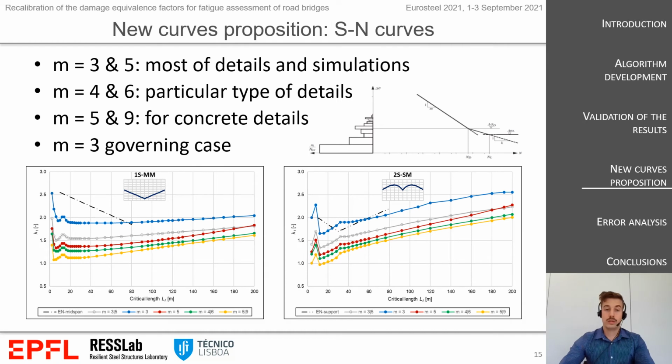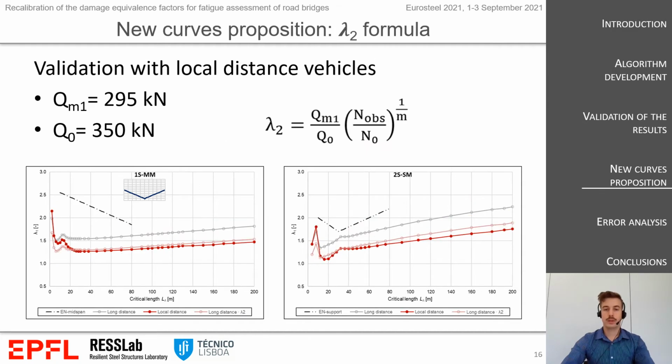We also studied the slope of the SN curve, and we see how it works for these four typical cases. And finally, we use the 3 and 5 slope because it is the one that has the most detail categories. We also checked the lambda 2 formula, and in this case we can see in rows the application of the lambda 2 formula to the long distance vehicles traffic, and we see that it corresponds properly to the red curve that is the local distance traffic.